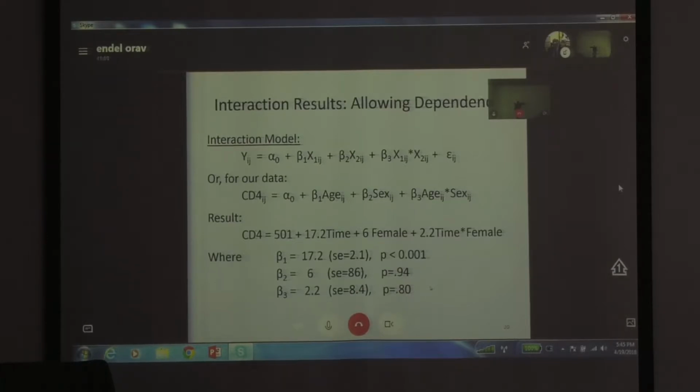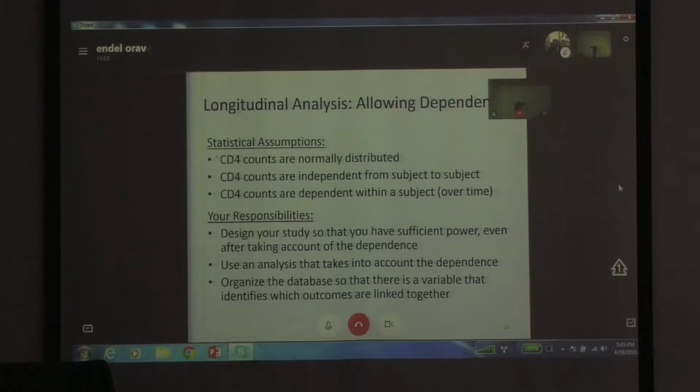Now, assumptions when we allow for dependence. The CD4 counts are normally distributed. If that's not true, we can still call on the central limit theorem, but we don't have too many other alternatives to fall back on. CD4 counts are independent from one person to another. So if I was in the study and you were in the study, my CD4 count would not tell anyone anything about your CD4 count.